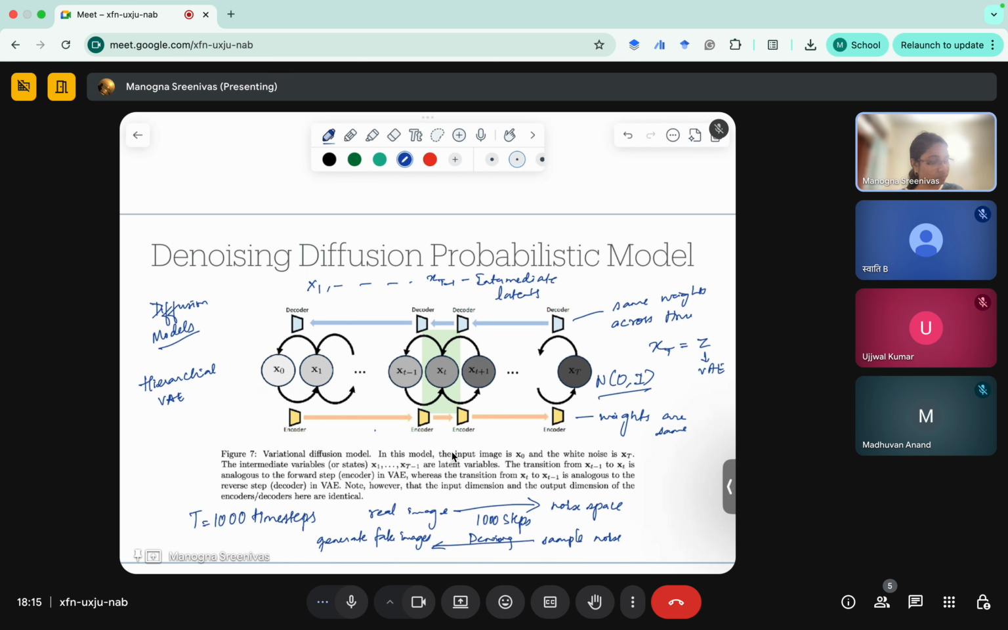Is this clear? Any questions or doubts on the overall structure, the architecture of a DDPM?